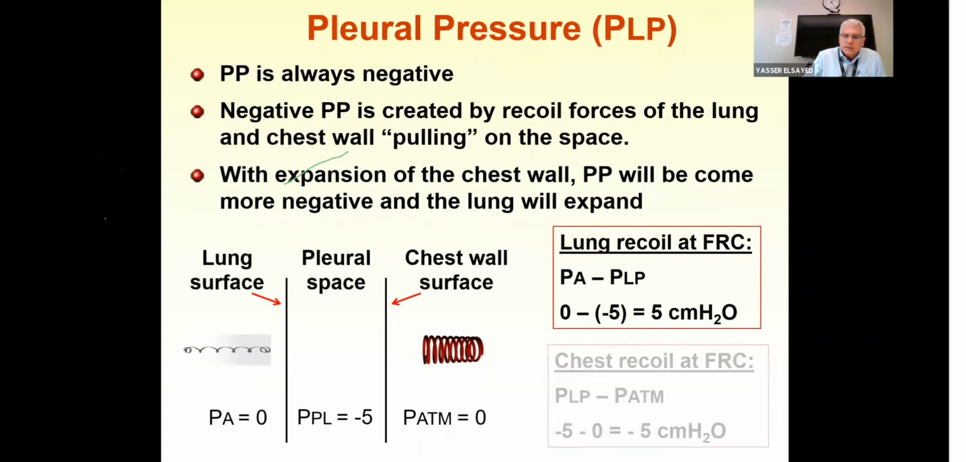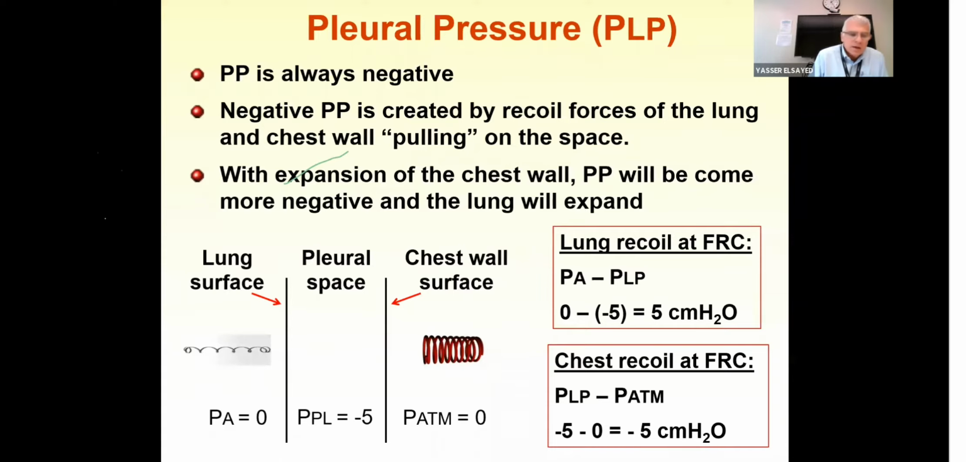Now, when we calculate the chest recoil at FRC, we use the pleural pressure minus the atmospheric pressure. So it's the opposite. The pleural pressure is -5 and the atmospheric pressure is 0. So when you do -5 minus 0, you end up with -5. Okay, so the chest recoil at FRC is negative, and that's why the chest wall tends to expand when you release that pressure. So you need negative pressure to keep the chest from expanding, and you need a positive pressure to prevent the lungs from collapsing. I hope this is clear. Okay, this is very important.